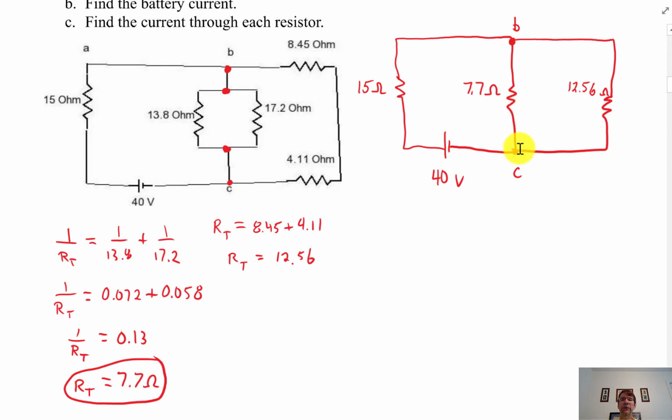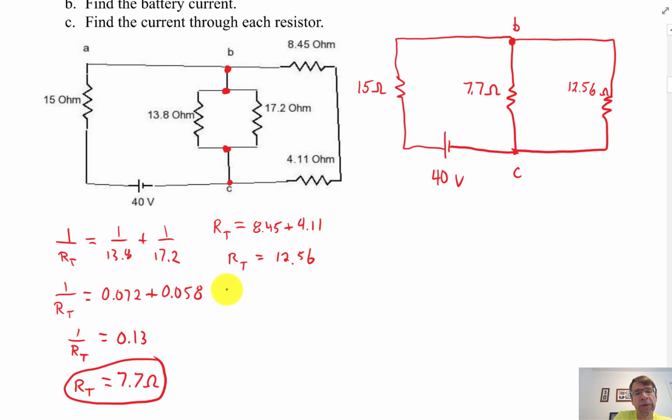That means the 7.7 and the 12.56 are in parallel with each other. They are not in parallel with the 15. It looks like they are, but they're not. Because once again, if I start at point C and go this way, hike through the battery, hit this corner, go up this way, the only time I have to split is when I'm at B. We'd say the 15 ohm resistor is in series with the battery. We'll come back to that. But the 7.7 and the 12.56 are in parallel.